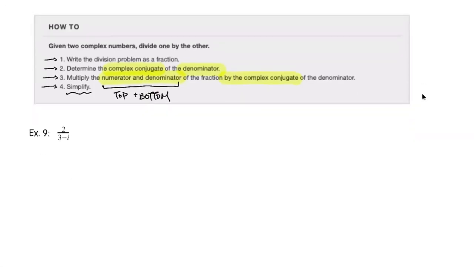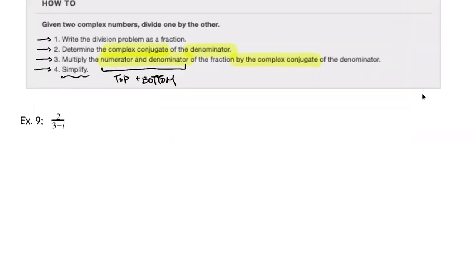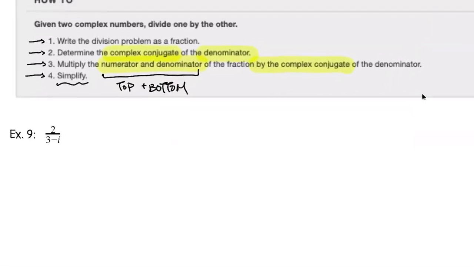Let's try number 9. All right. So 2 over 3 minus i is already written as a fraction. So what we need to figure out is the complex conjugate of the bottom. And then we're going to multiply that on the top and on the bottom. That's why I'm drawing a fraction. So if I have 3 minus i, what is the complex conjugate of that?